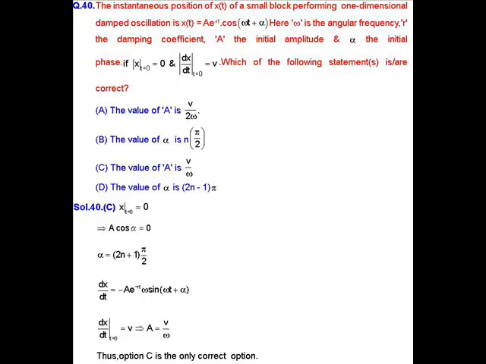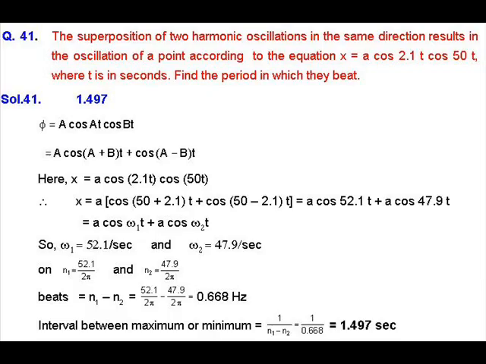NAT question number 41. The superposition of two harmonic oscillations in the same direction results in the oscillation of a point according to the equation x equals a cos 2.1 t cos 50 t, where t is time and a is the resultant amplitude. In this question, we have to find the period in which the superposition will beat. So given that x equals a cos of 2.1 t cos of 50 t.